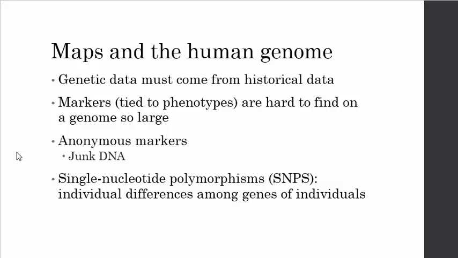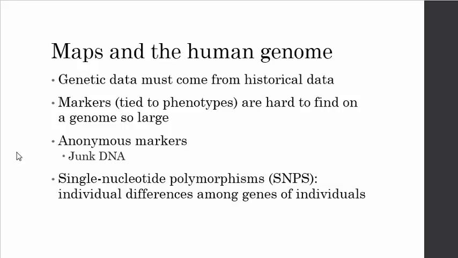So they've kind of picked anonymous markers as well. Either really, really long stretches that make people unique individuals, or they've started picking out single nucleotide polymorphisms. We call them SNPs. And they are just very specific changes in individuals.